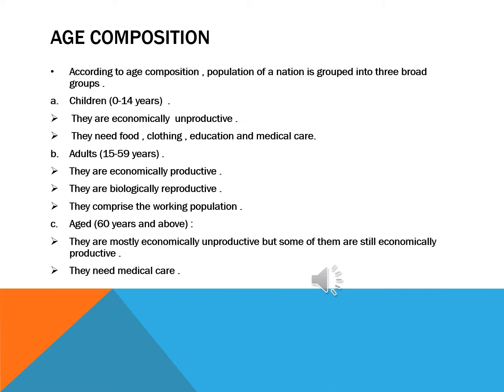Age composition. According to the age composition, the population of a nation is grouped into three broad groups. Children, 0 to 14 years. The economically unproductive. They need food, clothing, education, and medical care. Adults, from 15 to 59 years.